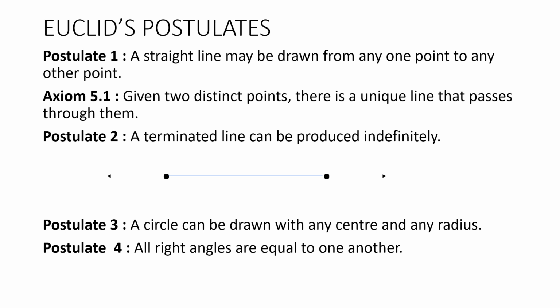First postulate says that a straight line may be drawn from any one point to any other point. It gives rise to axiom 5.1, which says that given two distinct points, there is a unique line that passes through them. Postulate 2, a terminated line can be produced indefinitely. In both directions, you can produce the line. Postulate 3, a circle can be drawn with any center and any radius. Postulate 4, all right angles are equal to one another.